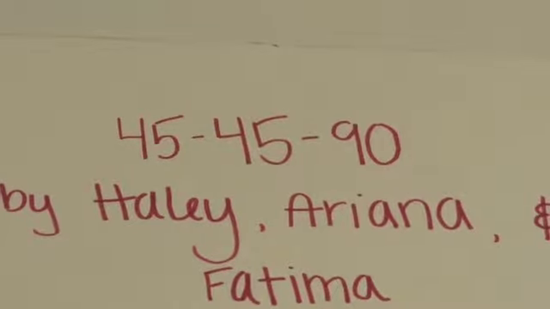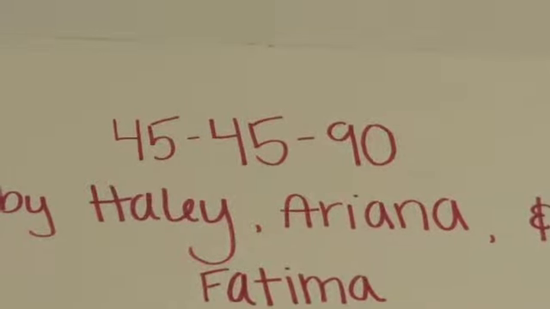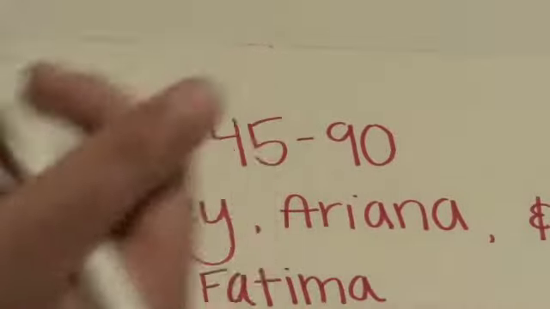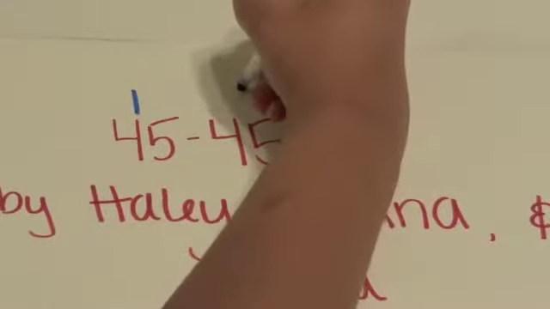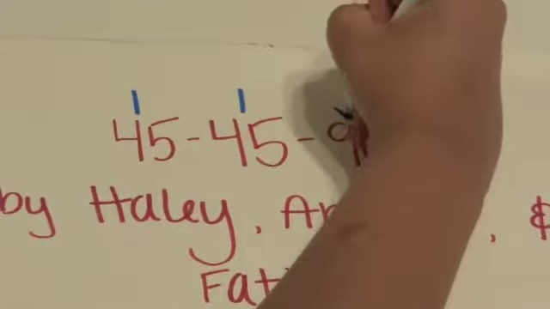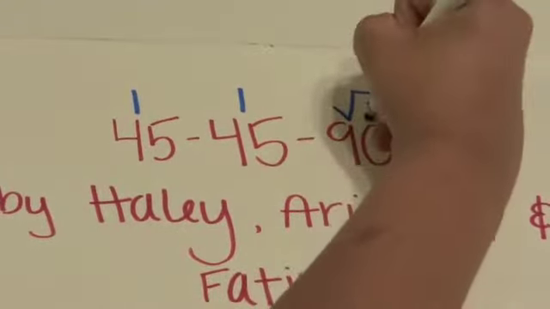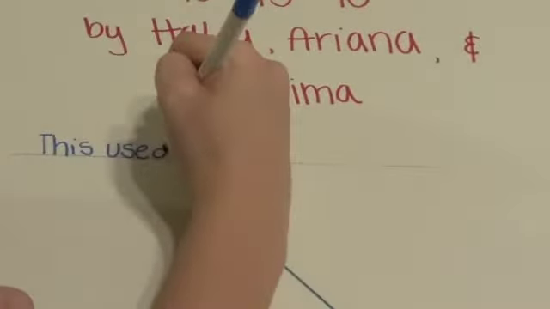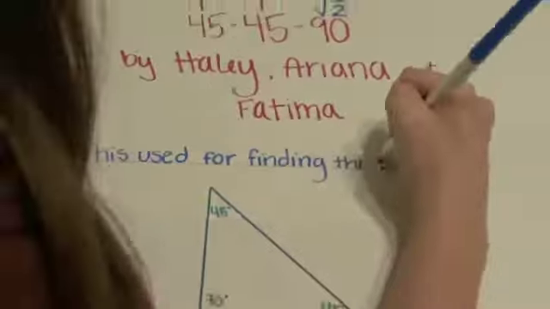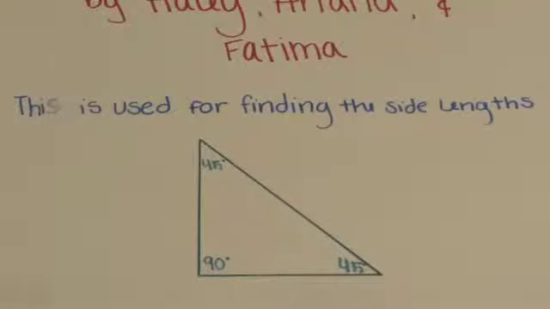Today we're going to talk about 45, 45, 90 triangles. A key thing to remember is that each of the 45s is equal to 1. So the first 45 will be 1, the second 45 will also be 1, and then the 90 will be square root of 2. Remember, this is used for finding the side lengths of an isosceles right angle triangle.